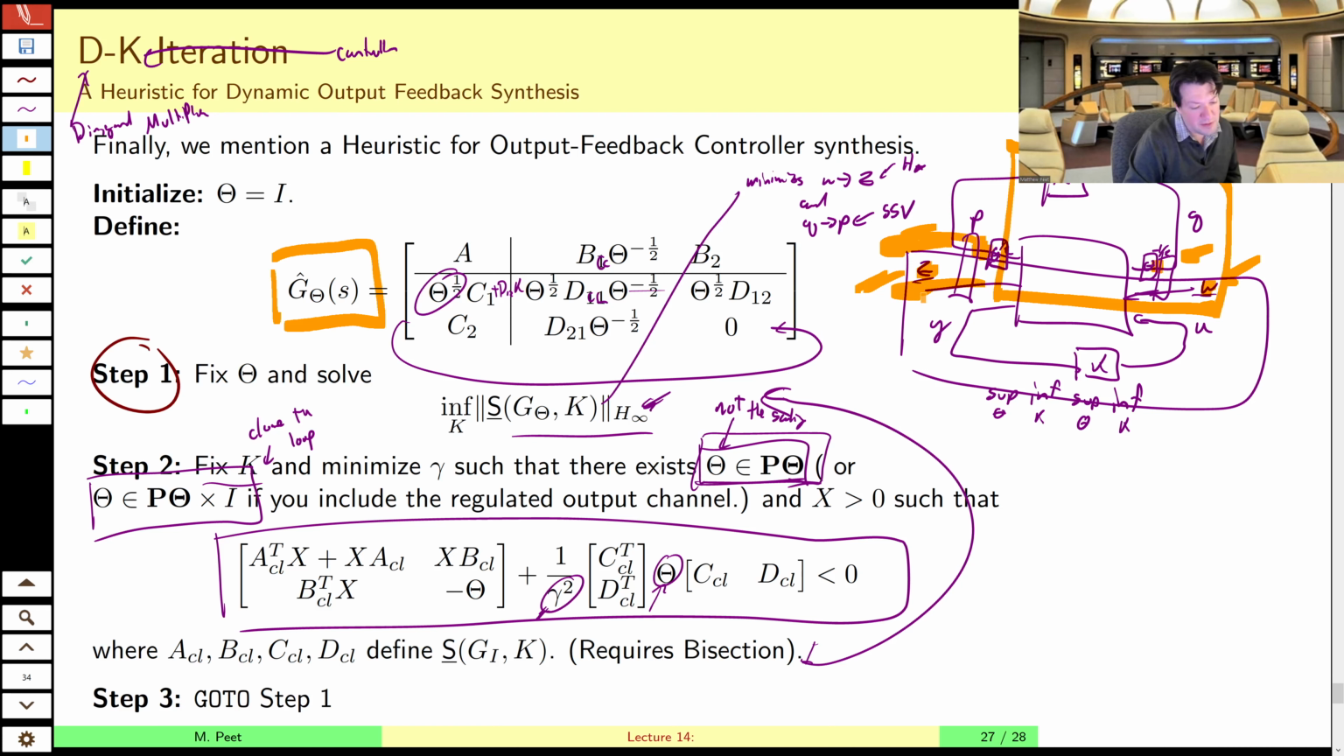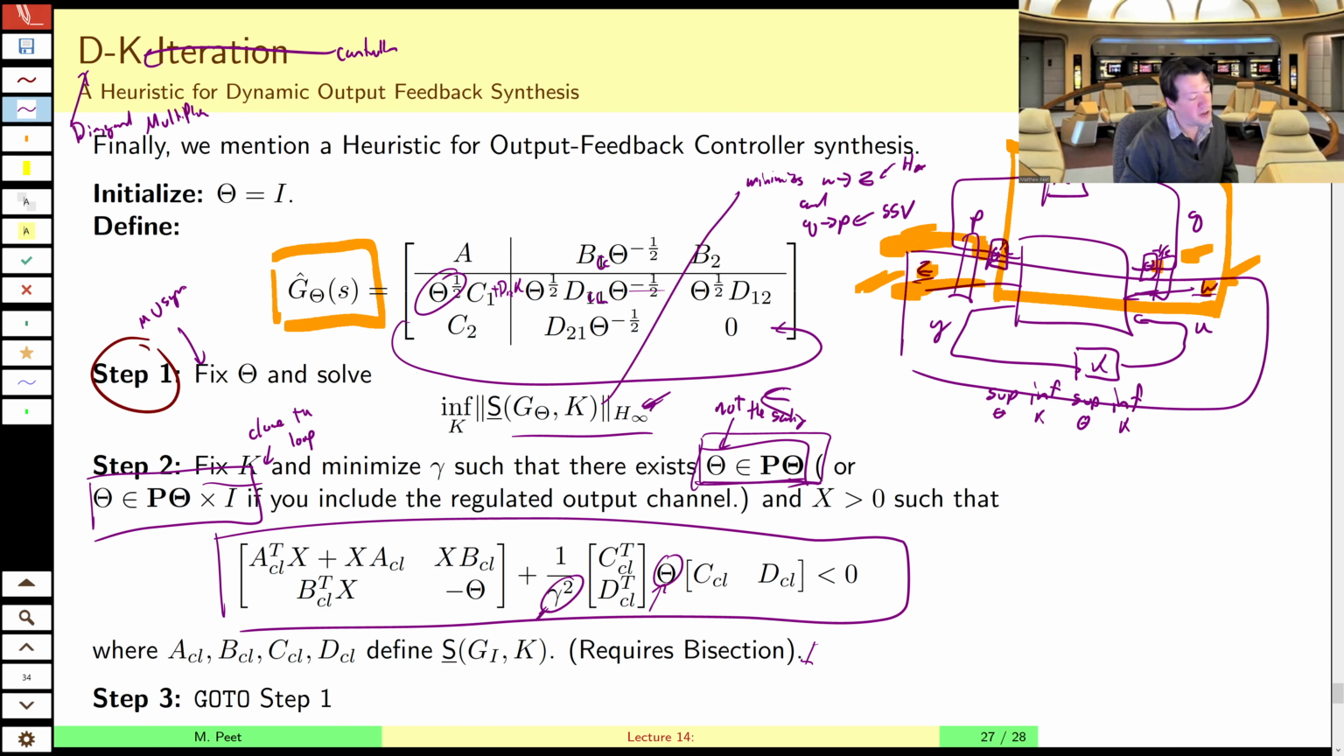Anyway, you know, that's DK iteration. Does it work well? Sometimes, not always. There are various variations on it, right? So actually, the MATLAB version, when they're doing this part, I believe, they're actually doing the mu synthesis case.